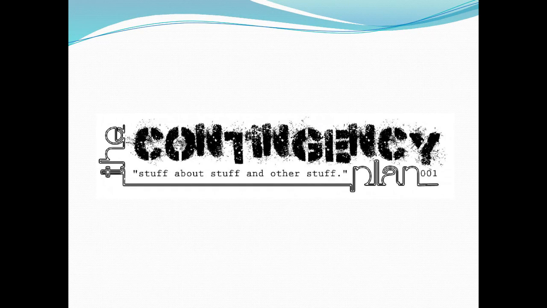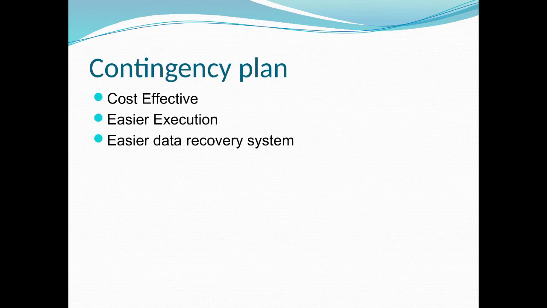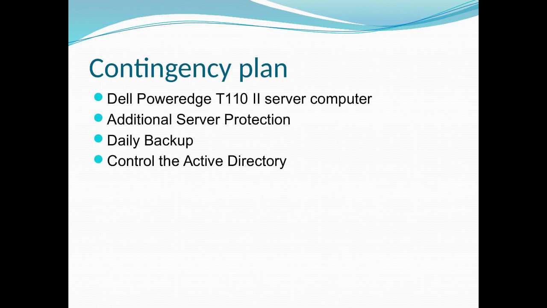Hello everyone, I'm Faisal Maksud Khan and I'm covering the contingency plan. Before we start our planning, we wanted to make sure that it is cost effective, with easier execution and an easier data recovery system. To start our plan, we will buy a server computer from Ryan's. Our server computer is equipped with a 3.1 GHz Intel Xeon processor, known as the best processor. It also has 8 GB of RAM and 2 TB of hard disk and other necessary peripherals.